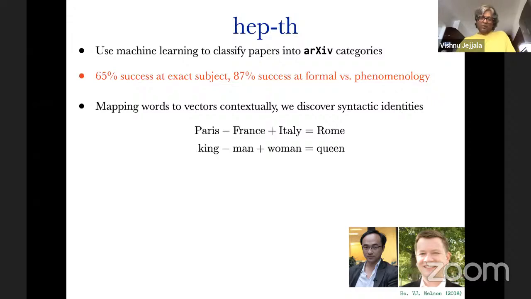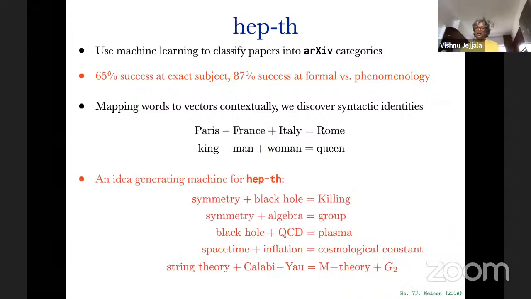So as an experiment, we try to apply this to words in hep-th. And we find that there are sensible syntactic relationships we can describe in this way. So symmetry plus black hole, well, that's killing. Symmetry plus algebra is a group. Black hole plus QCD is a plasma. Spacetime and inflation is a cosmological constant. String theory plus Calabi-Yau is the same as M theory plus G2. So there's some hope that we can use these sorts of notions as an idea generating machine.